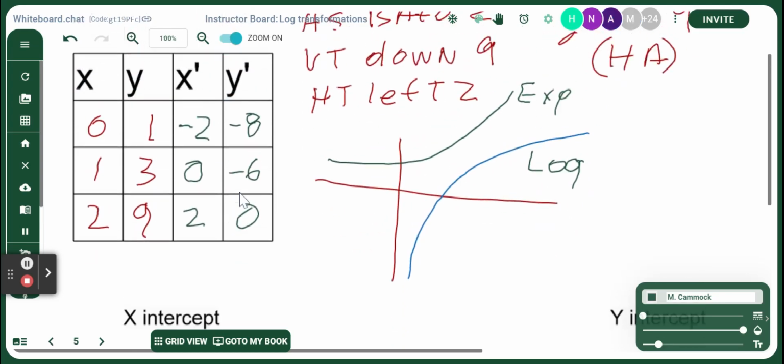Now, you can tell from the table what the x and y intercepts are. Before we do the calculation, who can tell me right now what the x-intercept is? Just looking at the table, what's the x-intercept? Anybody?